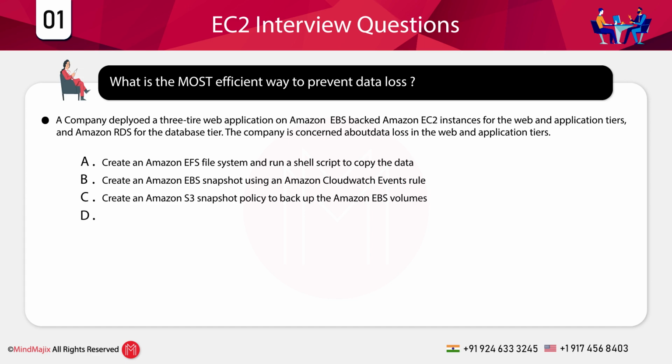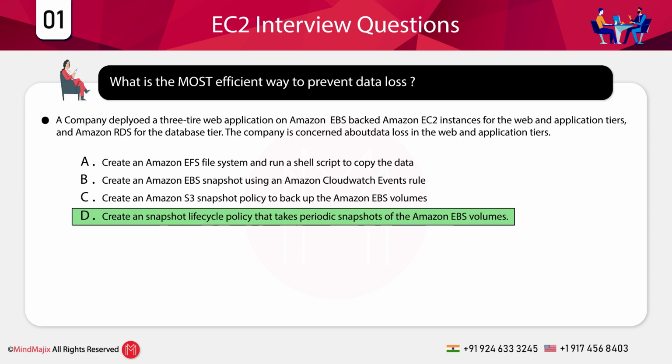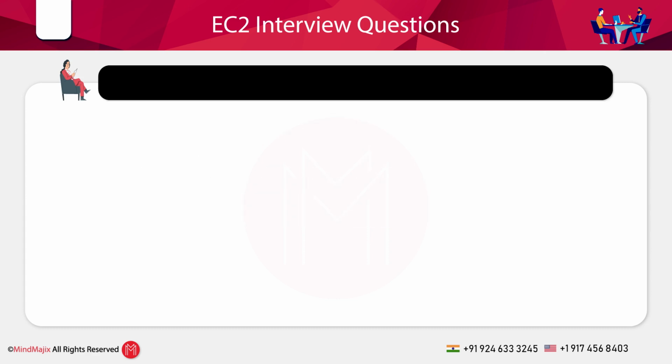What D is saying, create a snapshot lifecycle policy that takes periodic snapshots of EBS volumes. That makes more sense. So here the answer will be D, because D is making more sense and D is self-explanatory. Okay, you don't have to guess anything. Let's see question number 2.